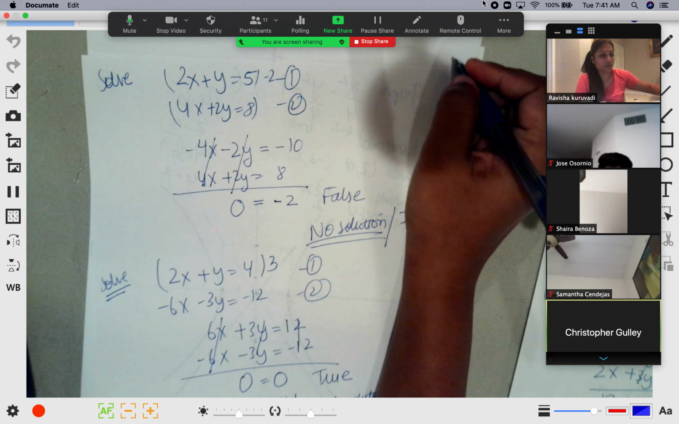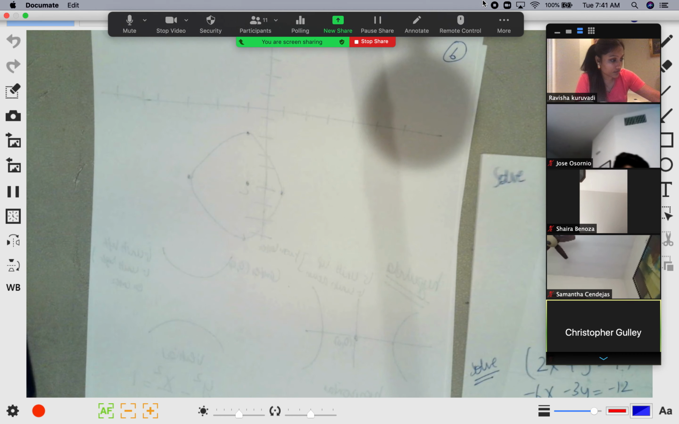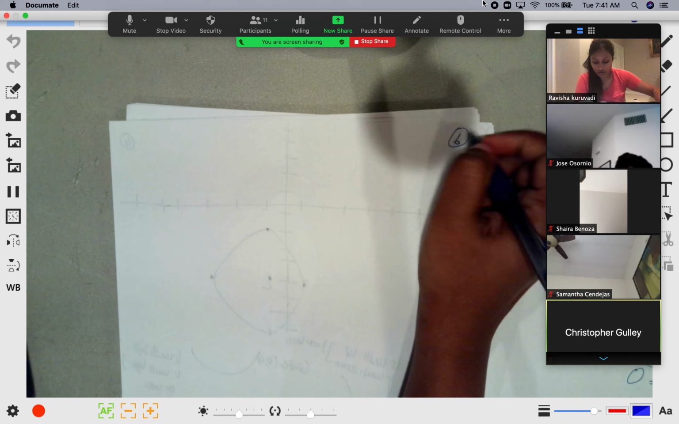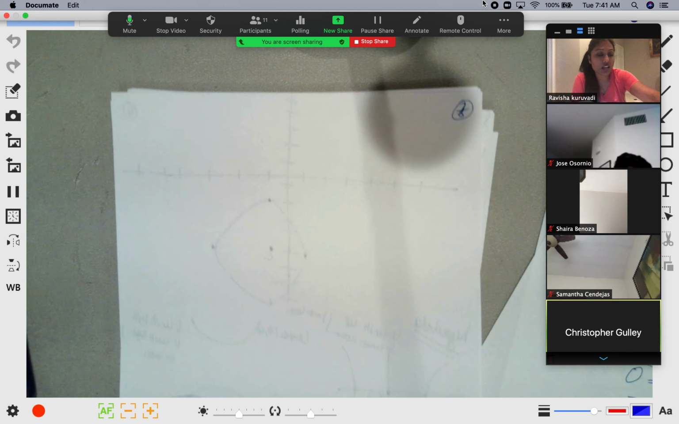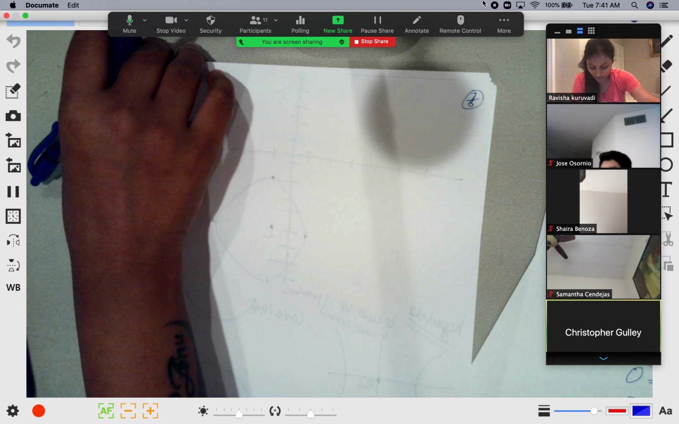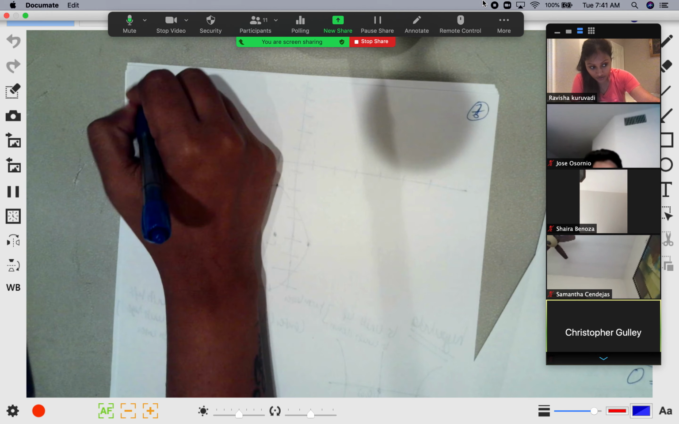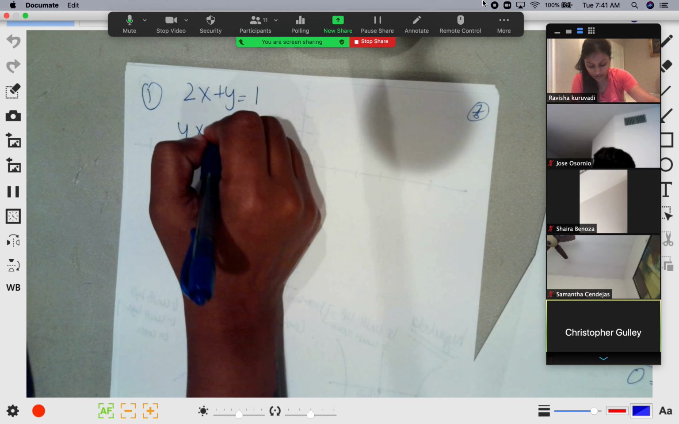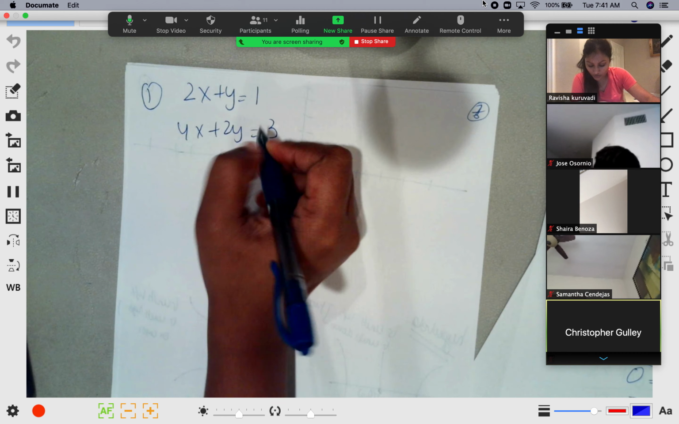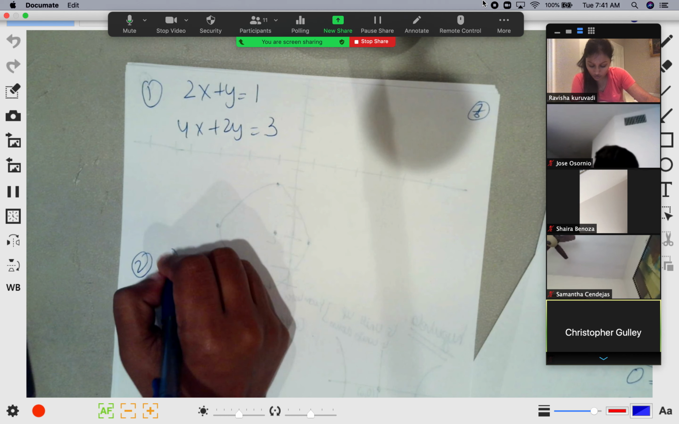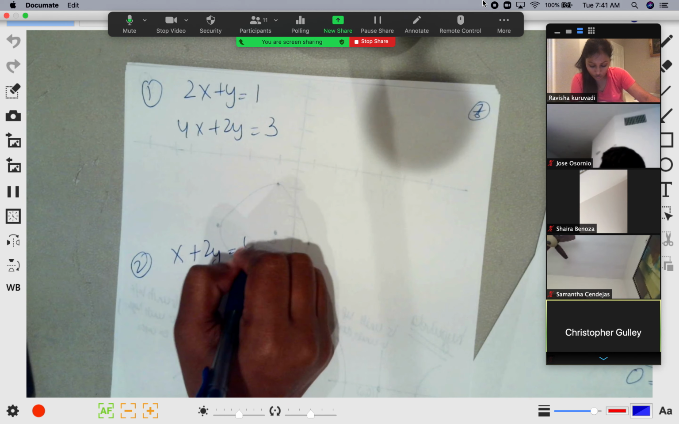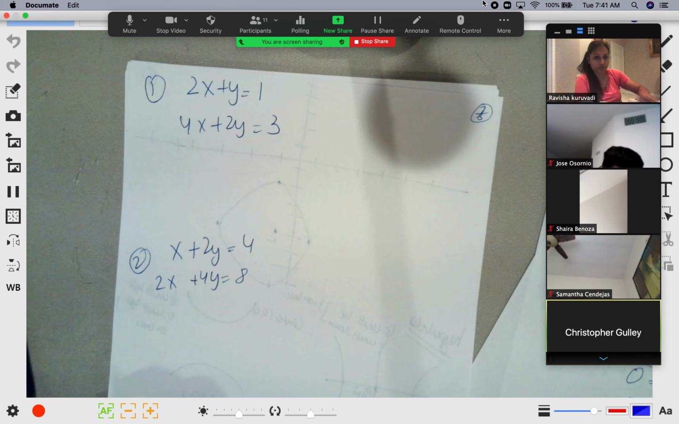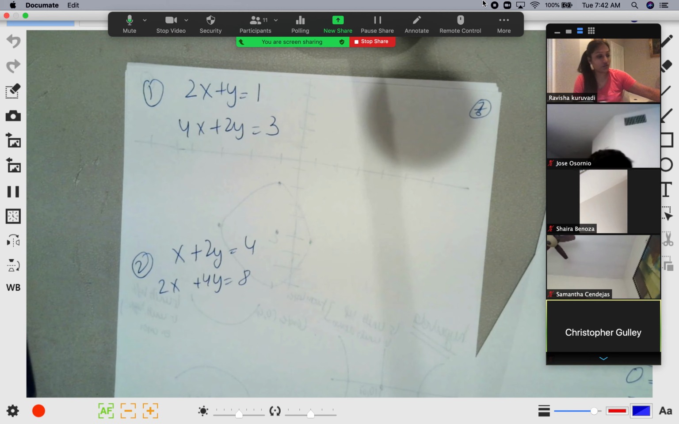Let's do one more problem here. I want everybody to do these problems. These are the last problems for today. You have the first problem as 2x plus y is equal to 1, and then 4x plus 2y is equal to 3. And your second problem is x plus 2y is equal to 4, 2x plus 4y is equal to 8. I want you to do these two problems right now by yourself. Use any method you want.